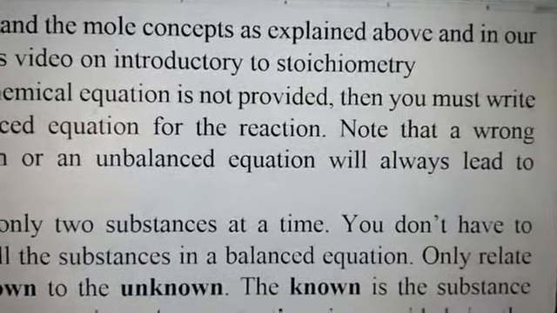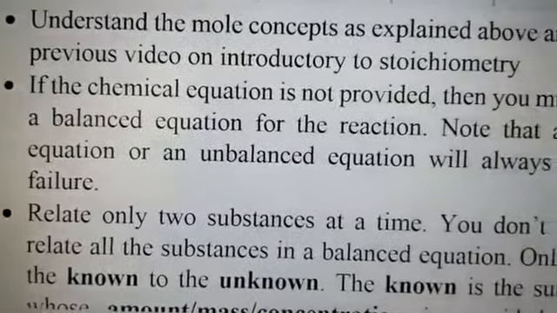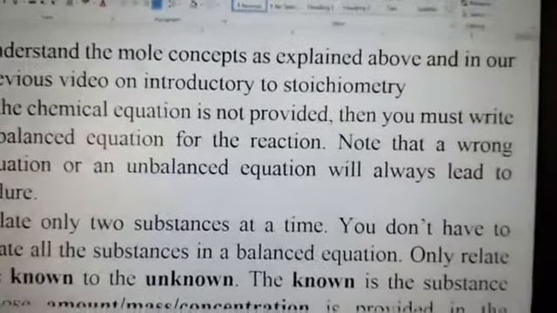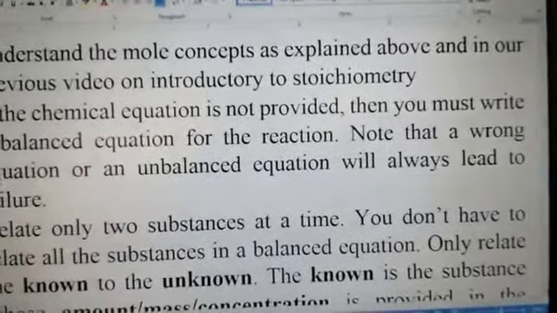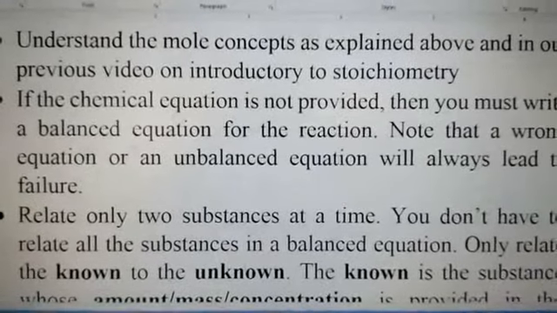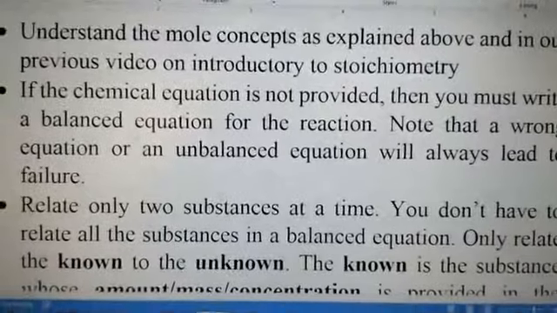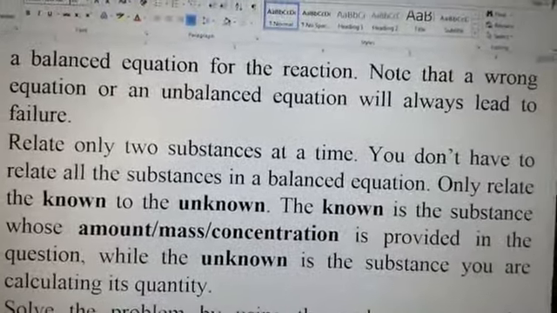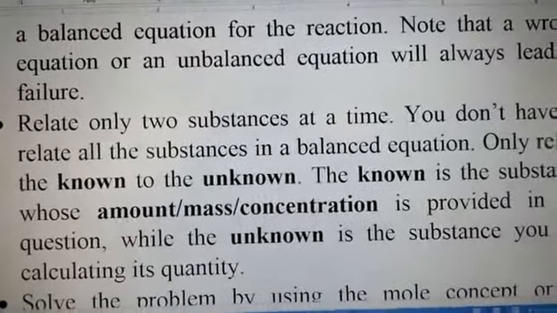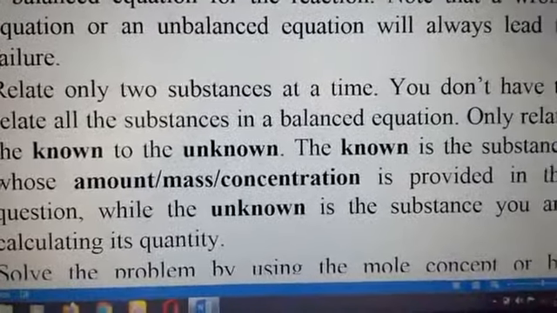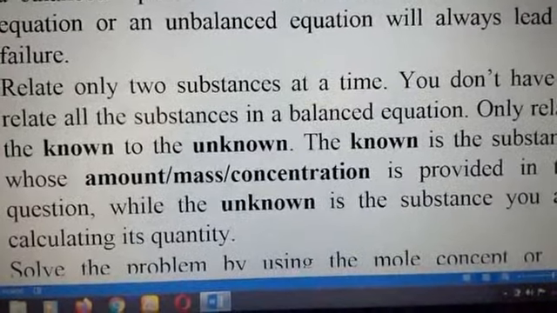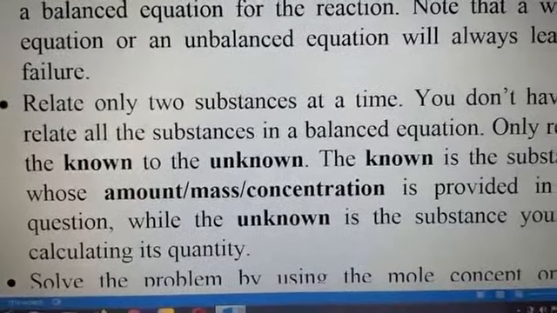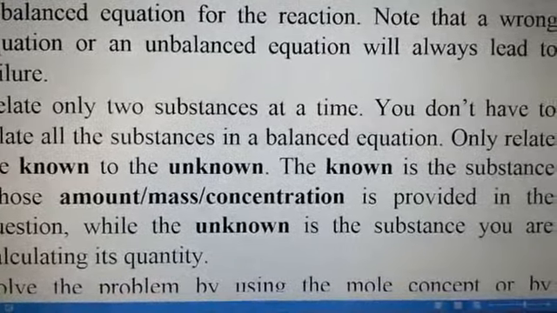Note that a wrong equation or an unbalanced equation will always lead to failure. So if you don't have a balanced equation, or you don't have an equation at all, you must write one for the reaction, provided there's a reaction, before you start solving it. Then relate only two substances at a time. When you're solving, you don't have to relate all the substances in the balanced equation. You only relate two substances at a time.